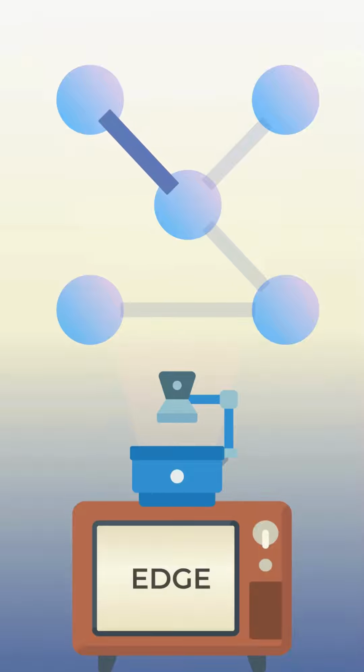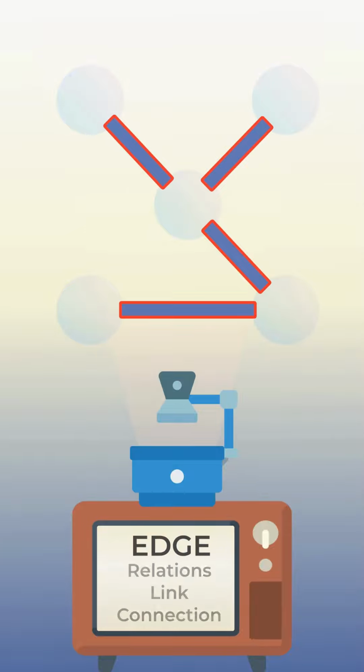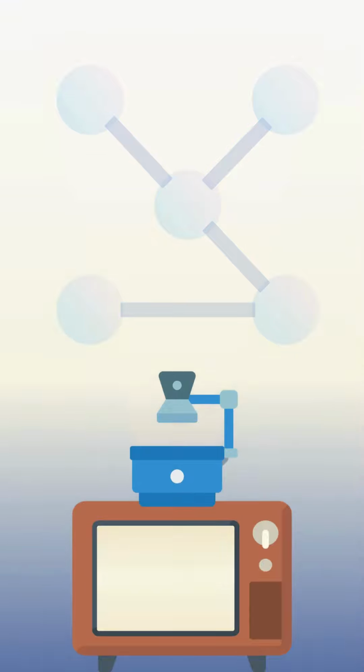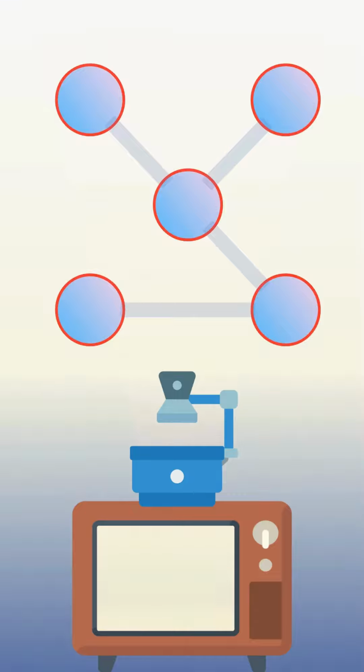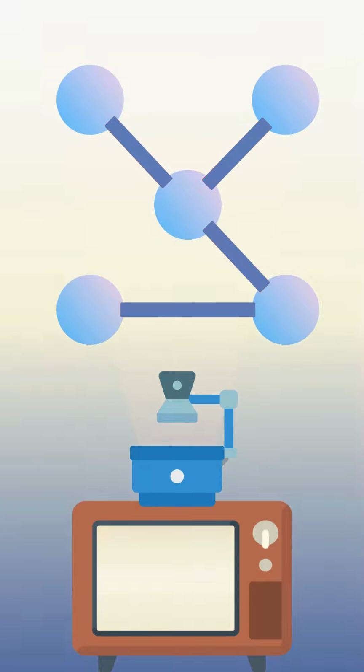This is an edge. It represents a relationship, a link, or a connection between two nodes or vertices. An edge always has a node at both ends. Nodes, or vertices. Edges. Objects of a graph are connected by edges.